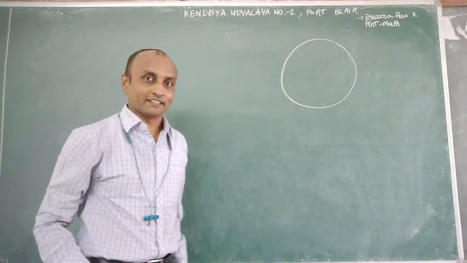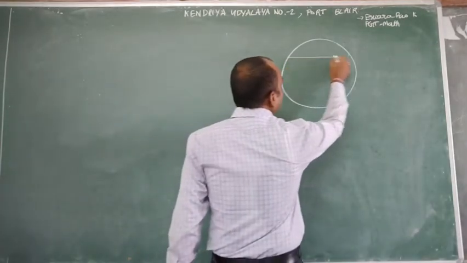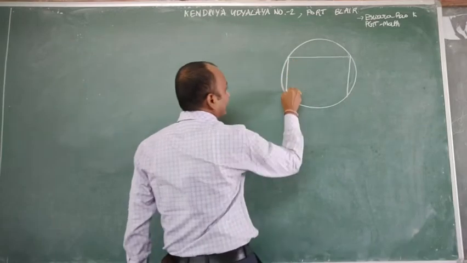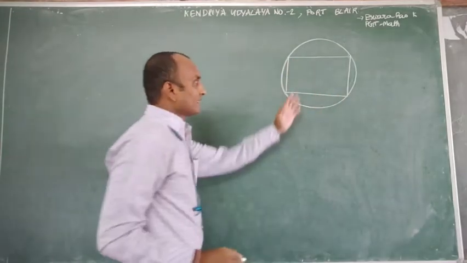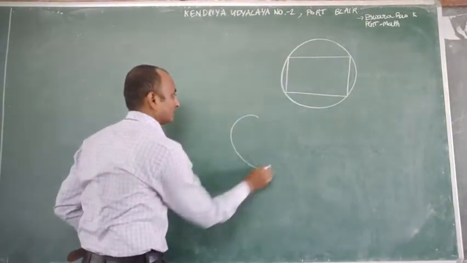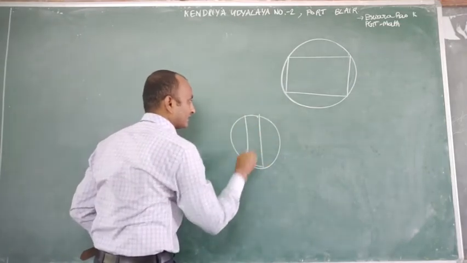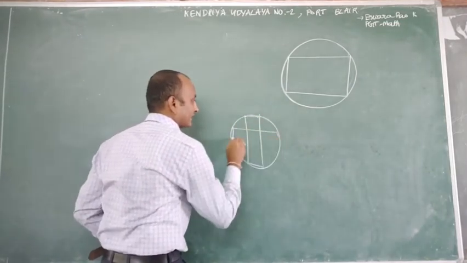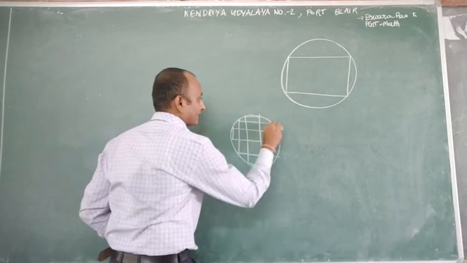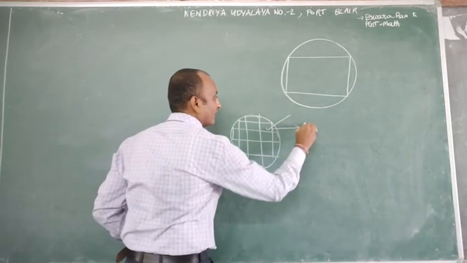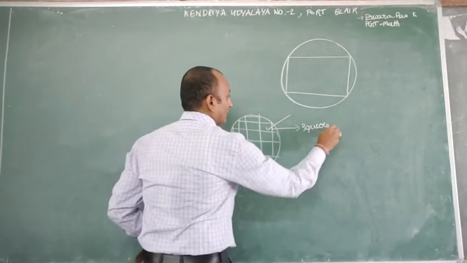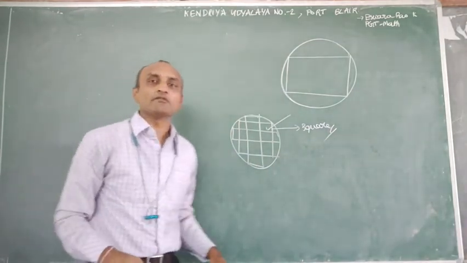So, if I inscribe a rectangle inside this circle, there are many rectangles I can inscribe. See, I can inscribe a rectangle like this, like this, like this. Among all these, the square has the maximum area. We will have to prove it.